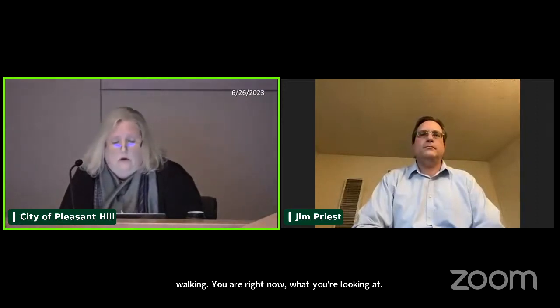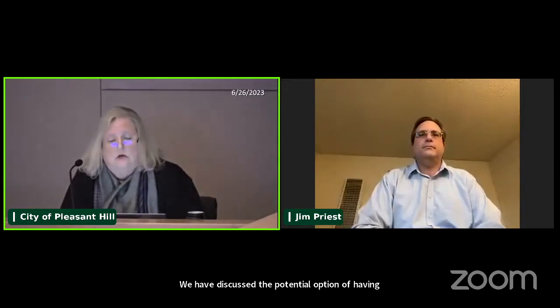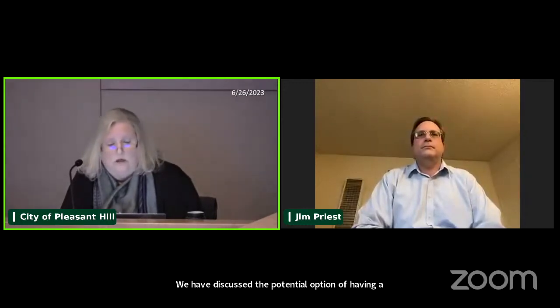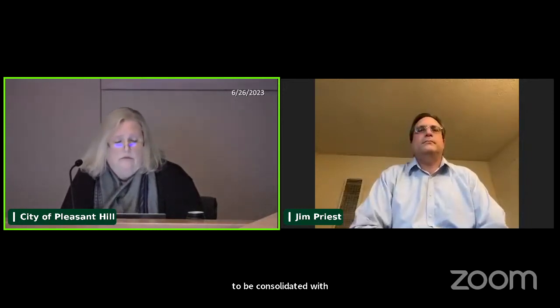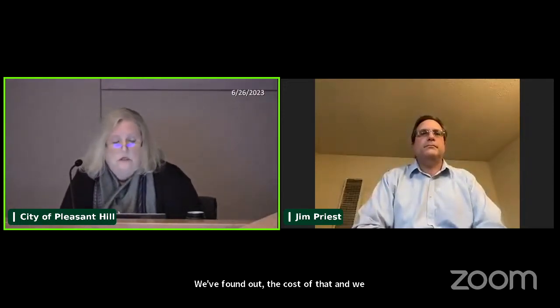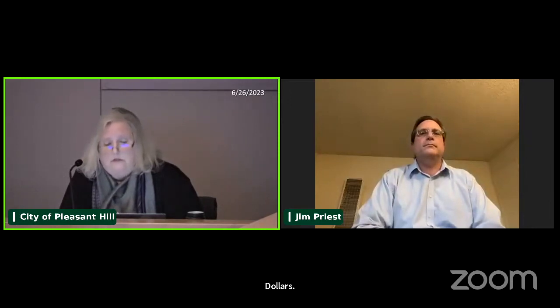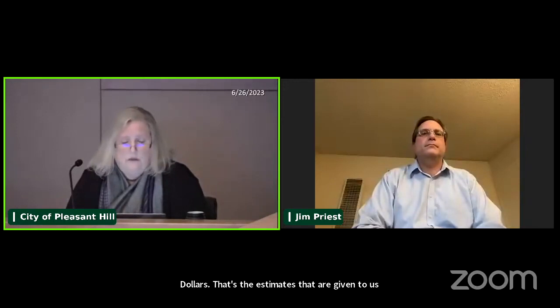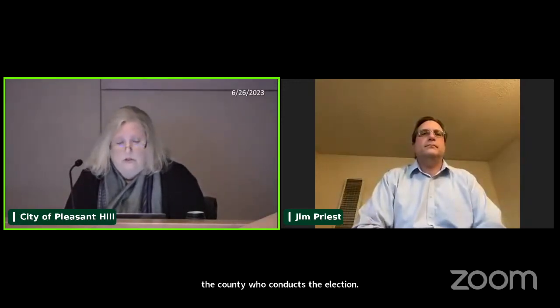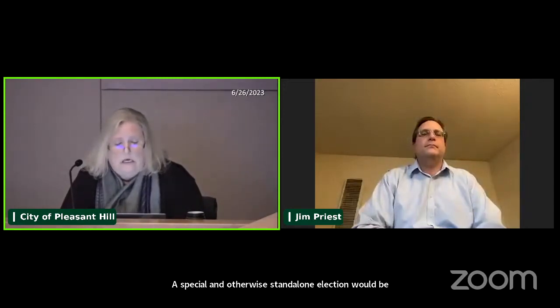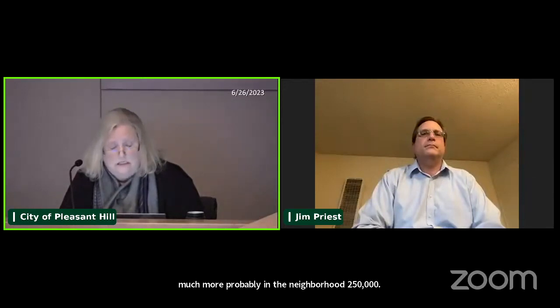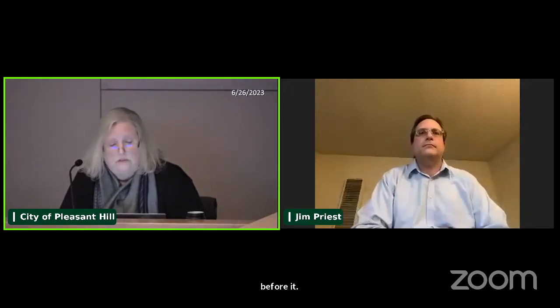We have discussed the potential option of having a default map and calling an election, a special election, to be consolidated with the statewide primary in March. We've found out the cost of that, and we estimate it's probably in the neighborhood of $60,000 to $65,000. That's the estimates that are given to us by the county who conducts the election. A special, otherwise standalone election would be much more, probably in the neighborhood of $250,000. And that election could, if you so decided, be where the electorate would weigh in on a map that you put before it. You would need to have a default map in this ordinance that we've been talking about.